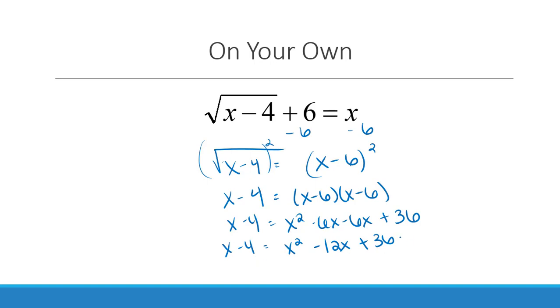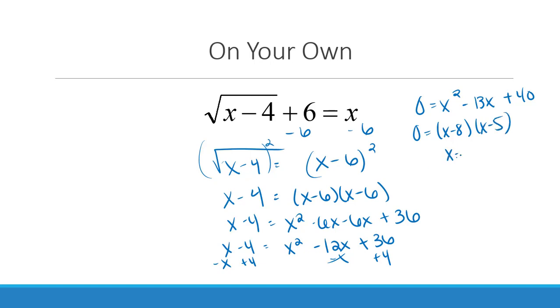I'm going to bring everything over here to the right hand side. I'm going to subtract x, and then I'm going to add 4. So this is going to give me 0 is equal to x squared minus 13x plus 40. So again, reminder with factoring, you're looking for two numbers that would multiply to give you 40, but then add to give you a negative 13. And so then we could do x minus 8 and then x minus 5. So my two solutions would be 8 and 5.